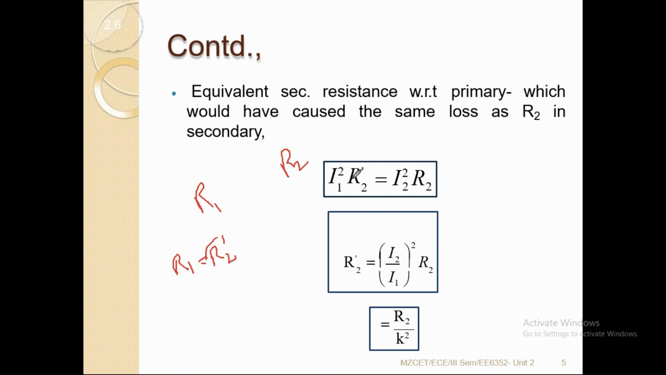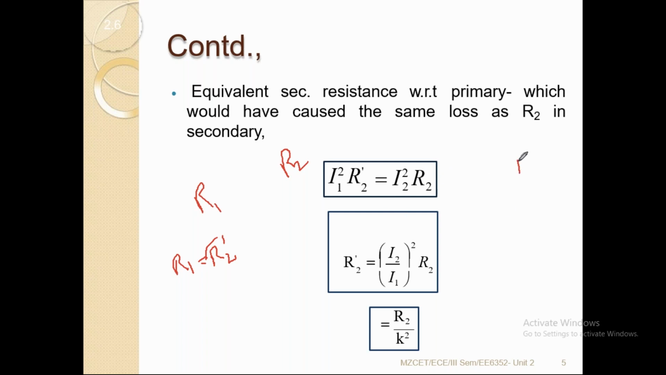Now I1 square R1, that is copper losses available on the primary, is equal to copper losses available on the secondary. Why? Because we are not connecting the load at the initial condition. That's why the primary copper losses and secondary copper losses both are equal. When the load is connected on the secondary, it will differ. Why? Because the primary differs and the secondary differs because the load is connected to the secondary.